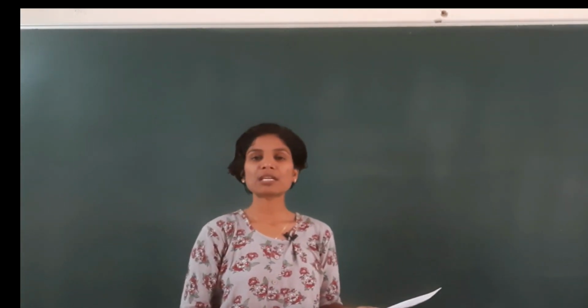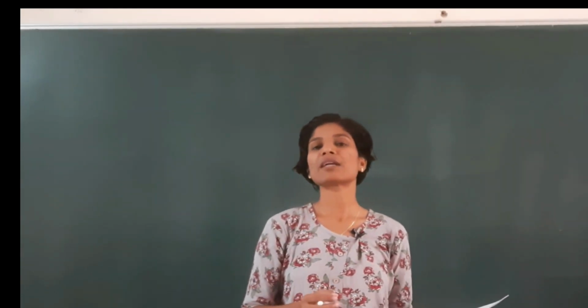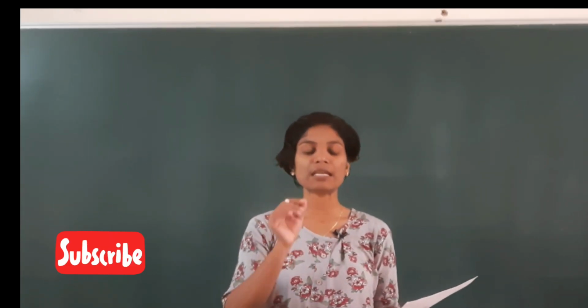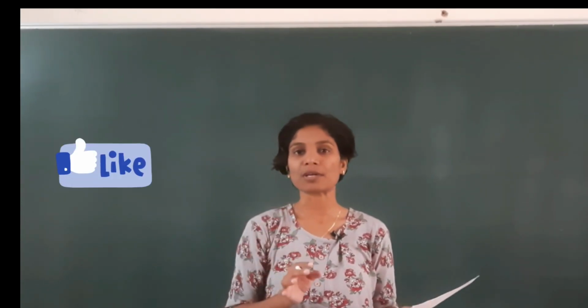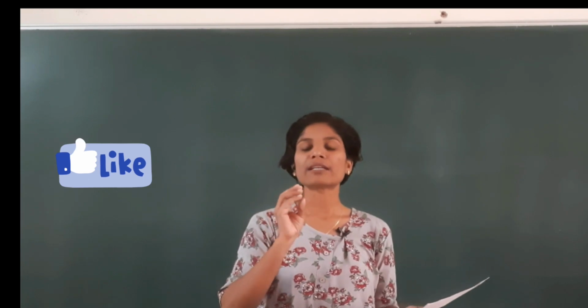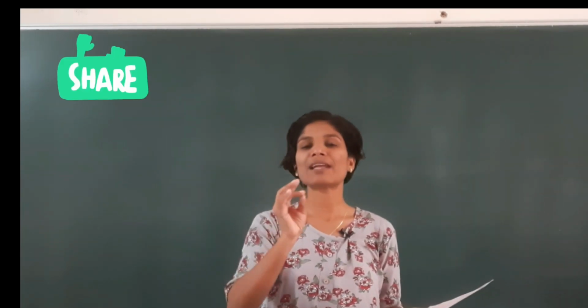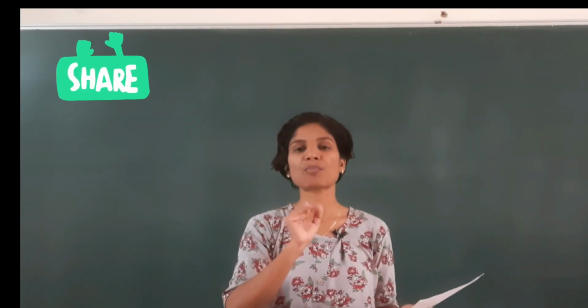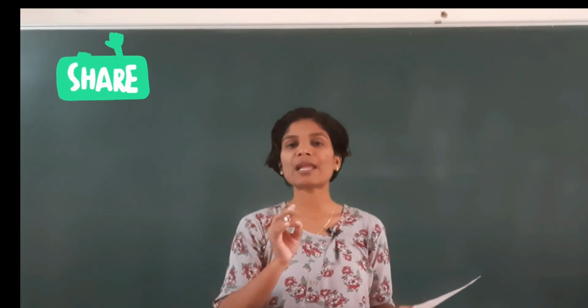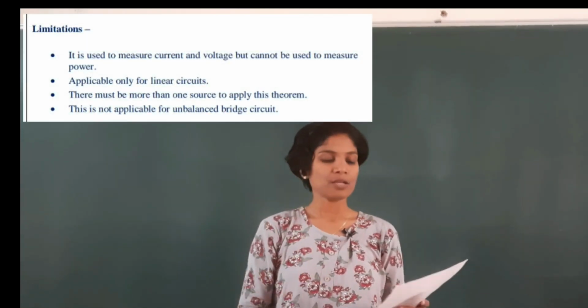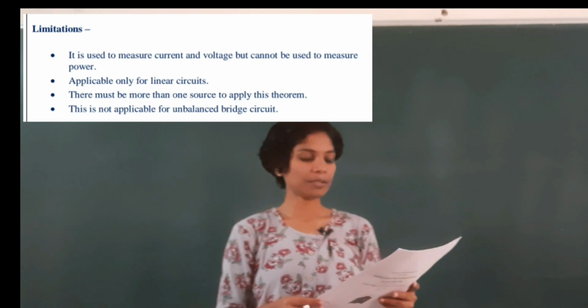So here this is the statement, and what are the limitations? Limitations can be marked in the statement itself. What are those limitations? See, in the first line, we are having in any linear active bilateral network, right? So what is that? That it is applicable for linear network, bilateral network and active network. We cannot apply this for non-linear, unilateral and passive network, right? So that is the first limitation.